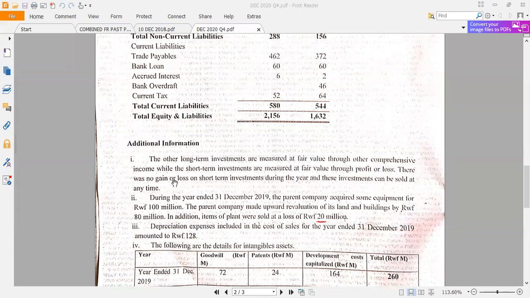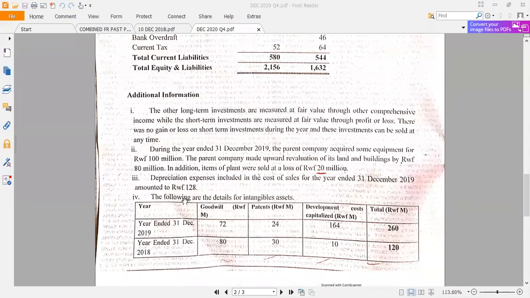There was no gain or loss. That statement is important. There was no gain or loss on short-term investment. So don't have any working for profit or loss on short-term investments during the year, and these can be sold at any time.